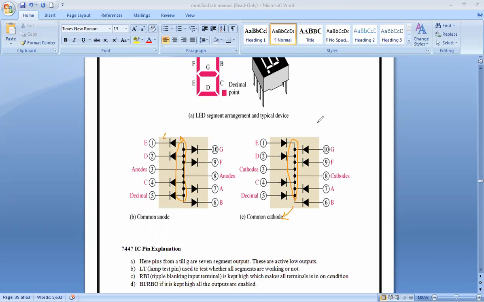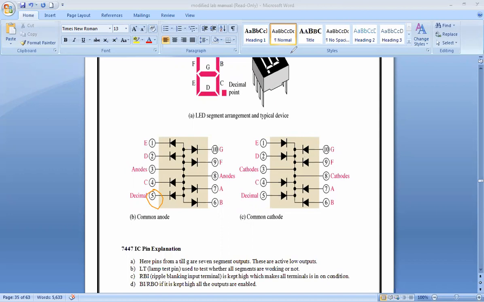So now, why are we doing this? In order to pass the information through a diode. Now this is what you can see here: A, B, C, D, E, F, G, and this is used for your decimal point. Once this gets the voltage, that particular LED will glow.